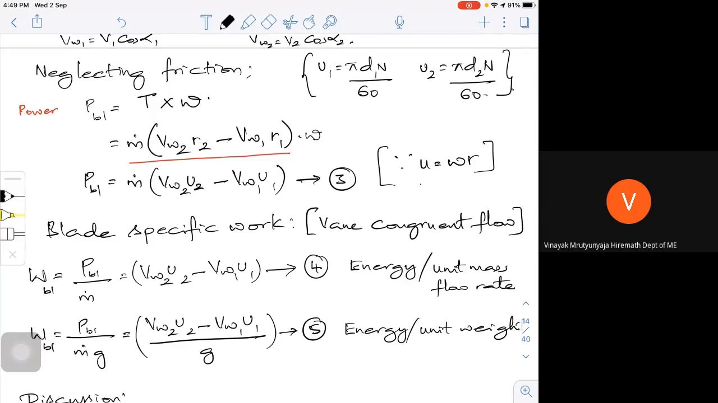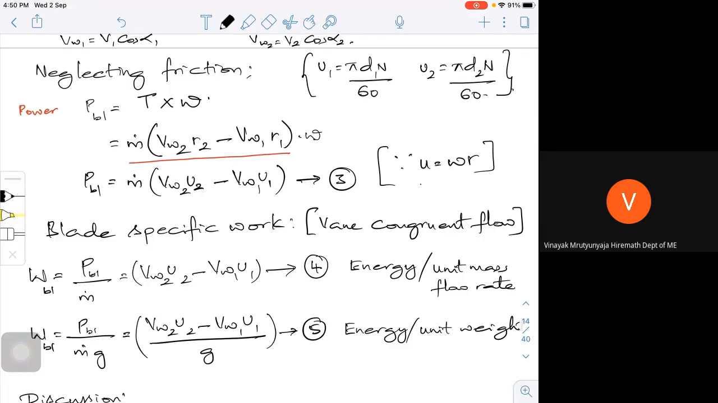Omega into R1 as U1. Okay. Omega into R1 as U1. So my formula becomes, for power, mass flow rate into Vw2 into U2 minus Vw1 into U1. This is the formula for your power generation.